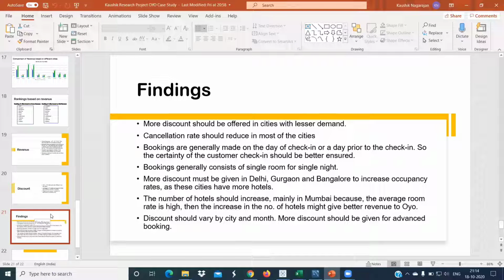Bookings generally consisted of a single room for a single night. More discount must be given in Delhi, Gurgaon and Bangalore to increase the occupancy rate.